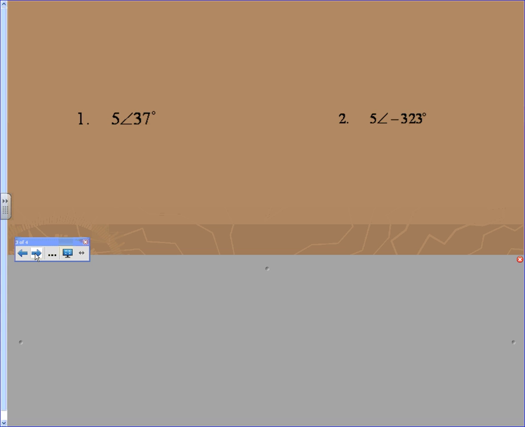This 5 at 37 degrees, we've drawn these before, right? Negative angles. And then what we haven't done before is 5 at negative 323 degrees. We haven't had negative angles yet. Yeah, you can have a negative angle.